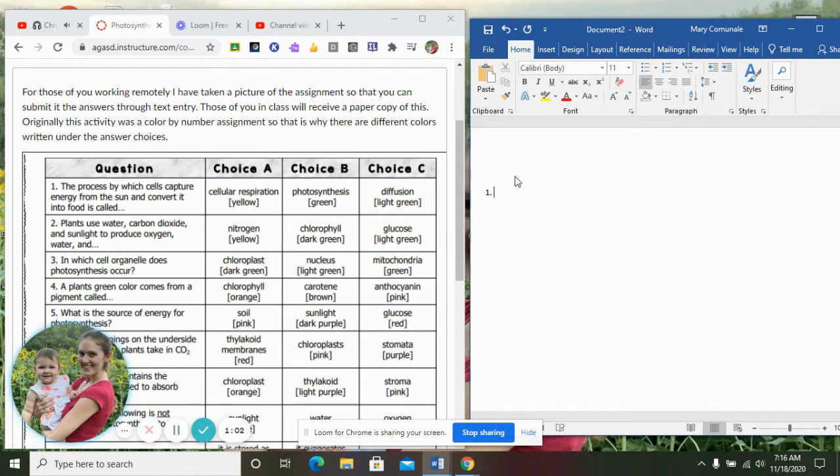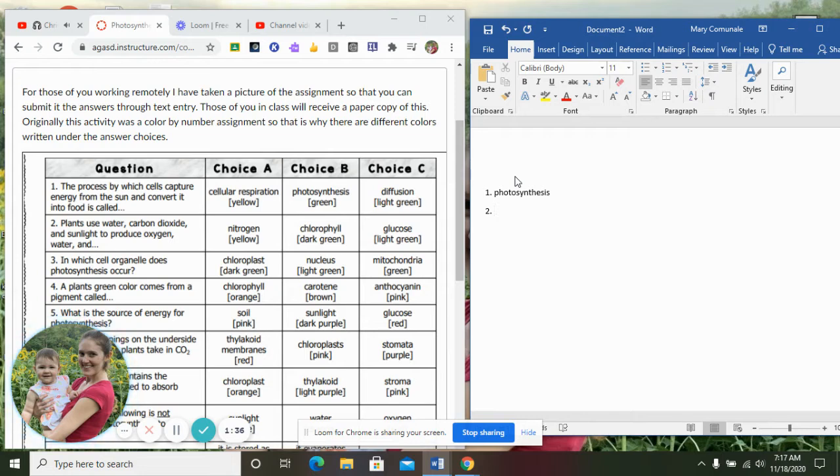Question number 1. The process by which cells capture energy from the sun and convert it into food is called cellular respiration, photosynthesis, or diffusion. Well, we haven't talked about cellular respiration yet, and that's actually the process that animals go through to make energy. Photosynthesis is what this chapter is all about, so I'm going to go with that one. Diffusion we talked about in the last section, and that is just molecules moving from a high concentration to a low concentration. Nothing really to do with converting anything into food.